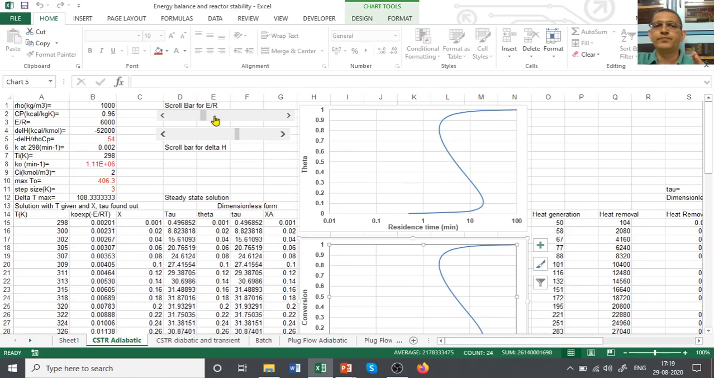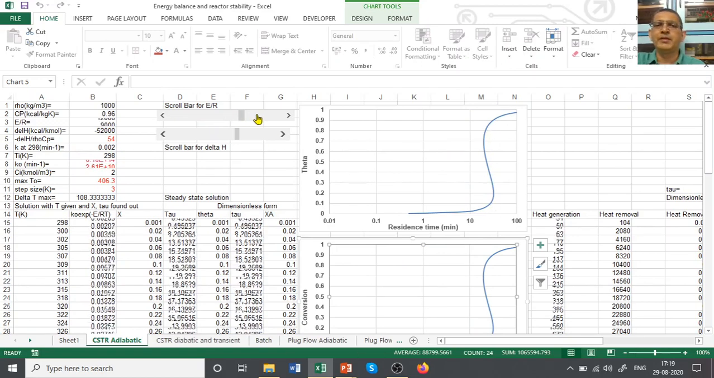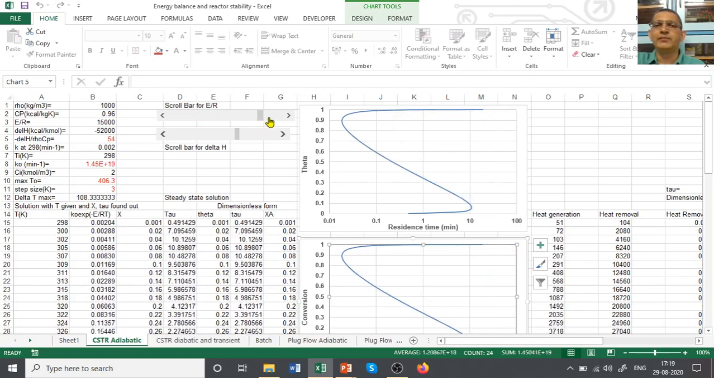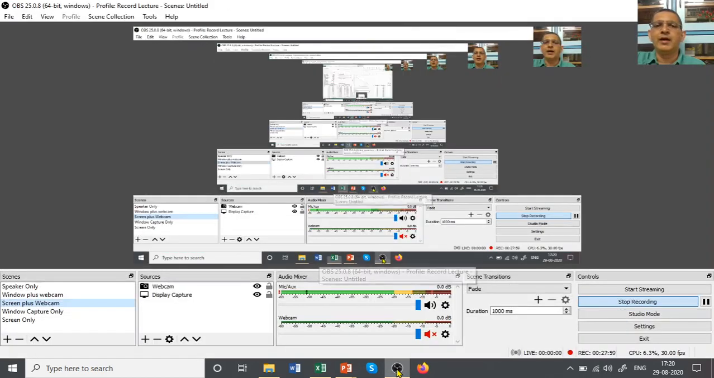See, it has reduced. Practically this window has gone. Practically it is a unique solution. And if I increase E by R, the window will go up even more. So you can use spreadsheets to understand all this behavior. You can put these formulae and you can calculate all these things, and then it is very easy to understand the behavior of these systems.